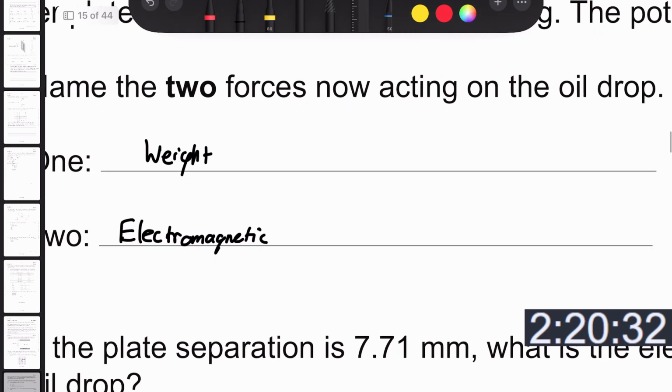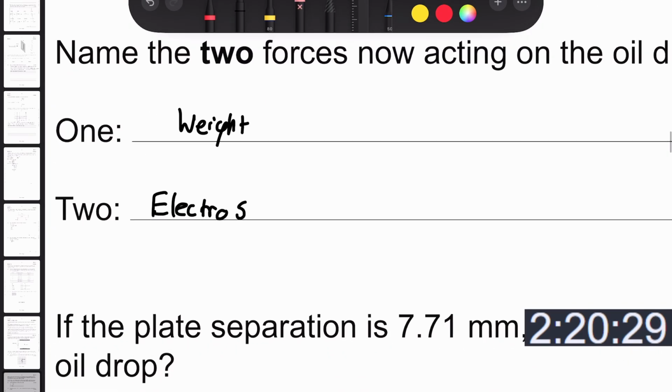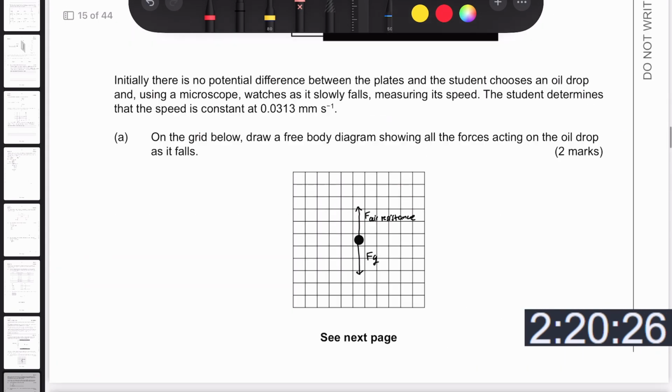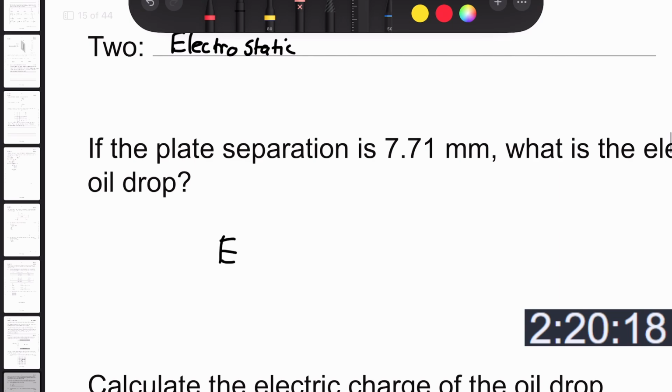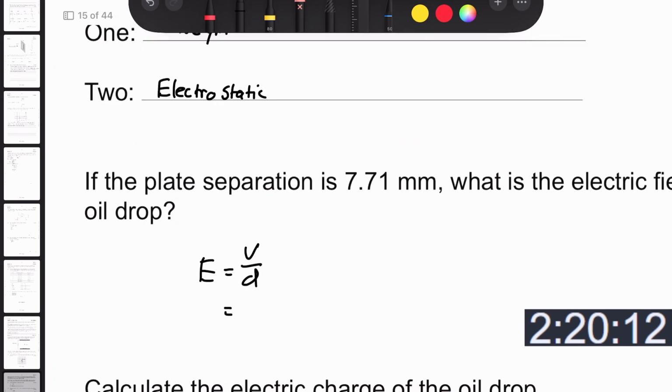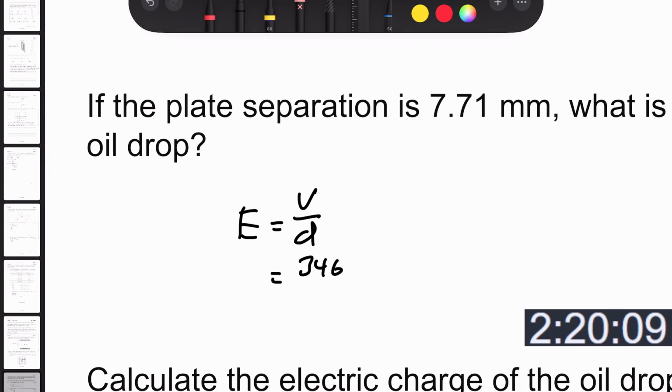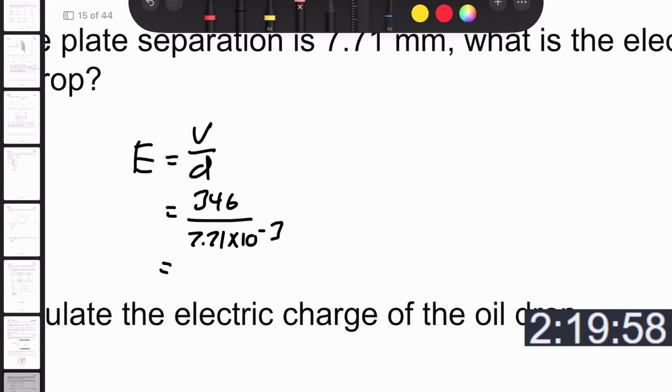Field strength. No, I think I should say electrostatic, because the top is a positive plate. If the plate separation is 7.71 millimeters, what is the electric field strength experienced by the oil drop? That is equal to voltage over d, and my voltage is 346. My distance is 7.71 times 10 to the negative 3. So I get 4.49 times 10 to the power 4 volts per meter.